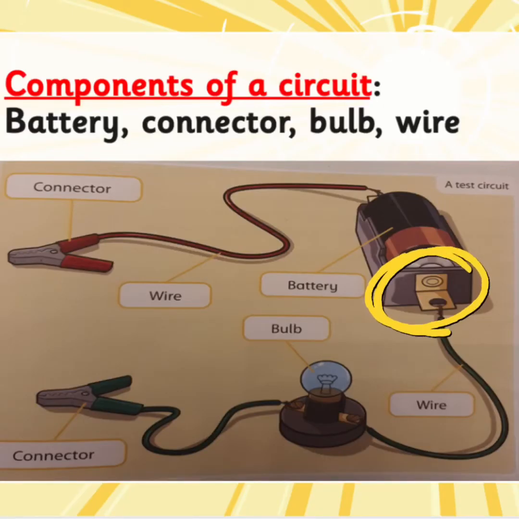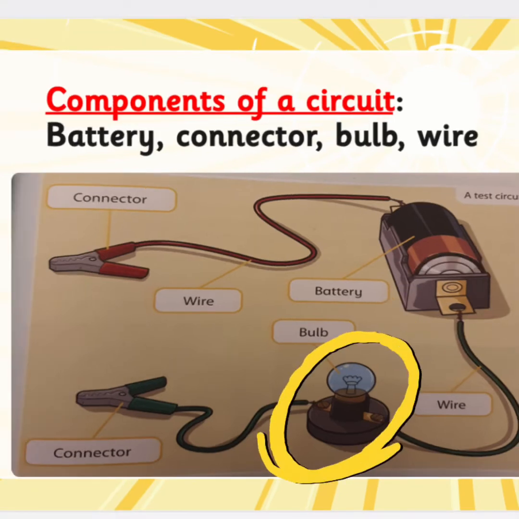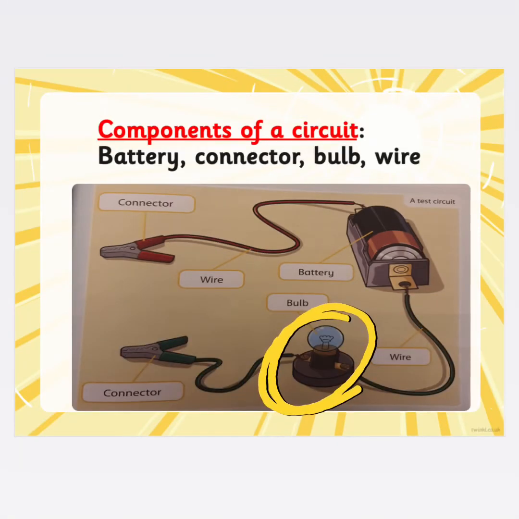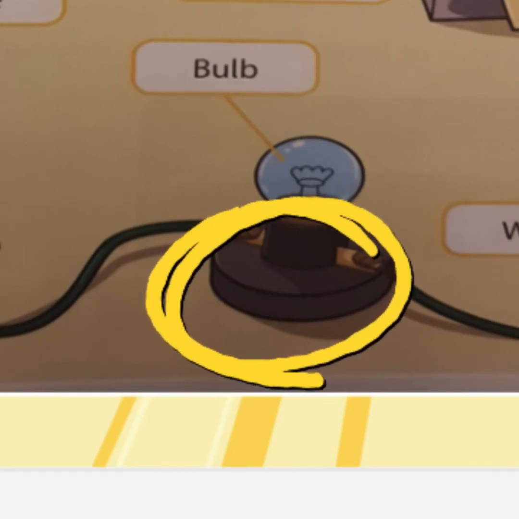The next component we are going to see is the battery holder. This battery holder holds the battery in its place. The next component is the bulb. A bulb uses the electrical energy provided by the battery in the circuit. The next is the bulb holder. The purpose of this bulb holder is to hold the bulb in its place.